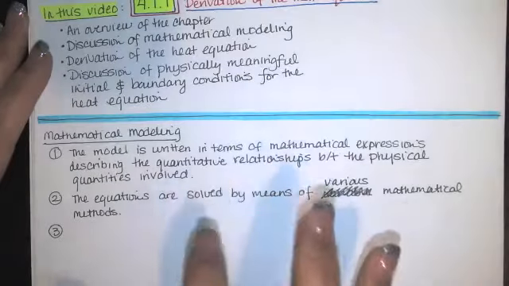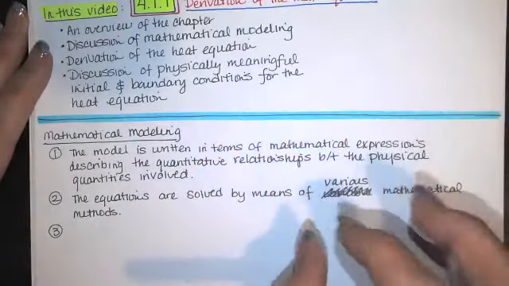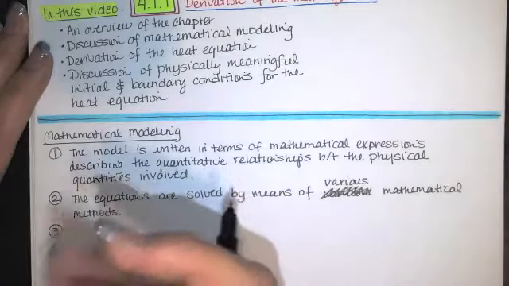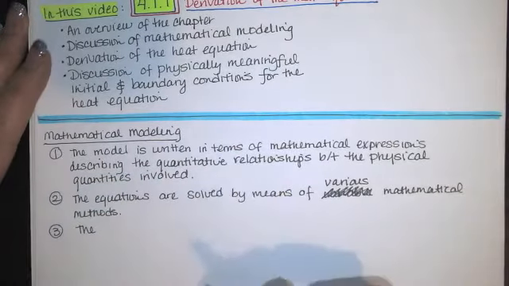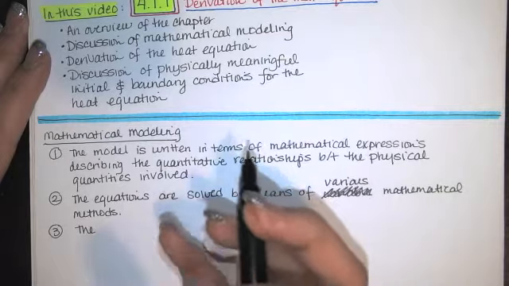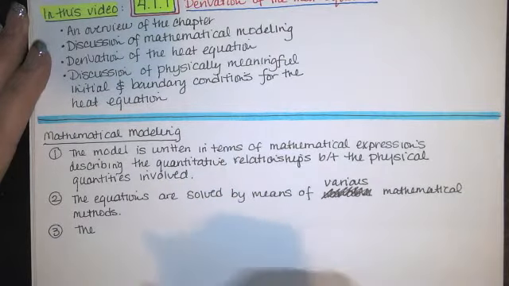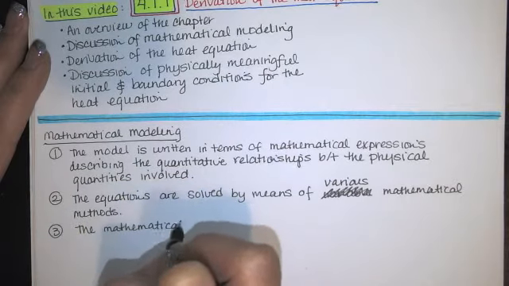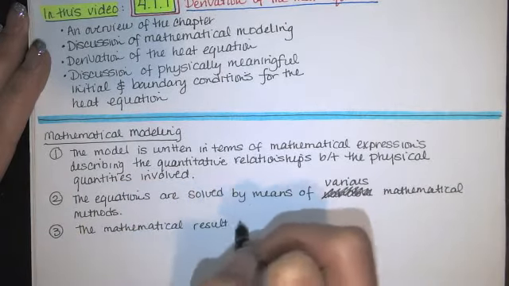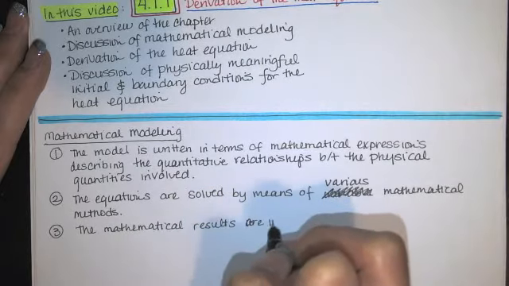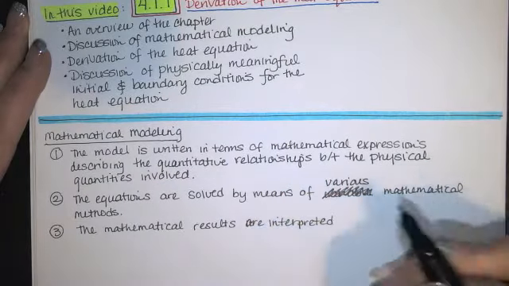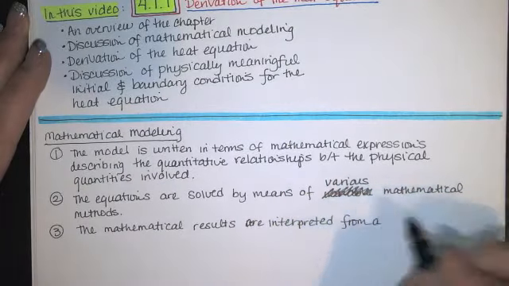And then finally, after you have stated the model and solved it, now you've got some function that's representing some physical quantity. We want to interpret the mathematical results there. So that function is going to tell us something about the physics involved. So the mathematical results will be interpreted from a physical point of view.